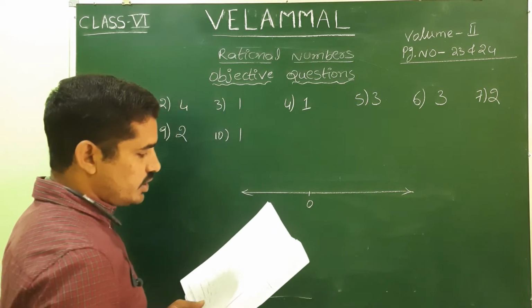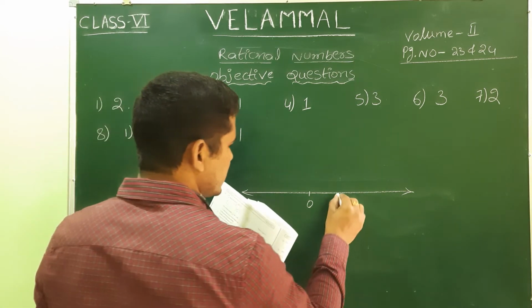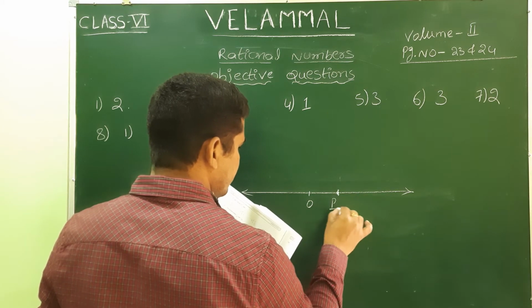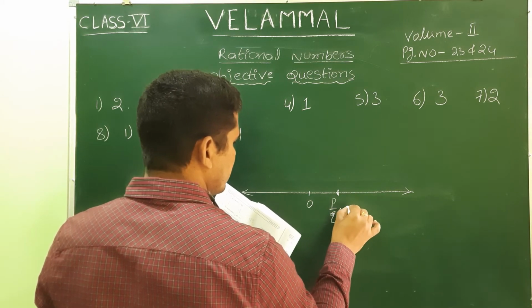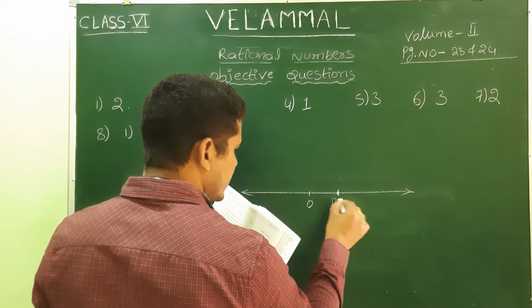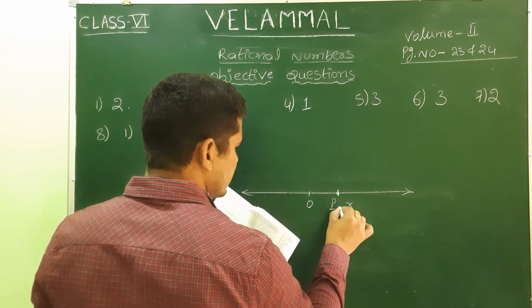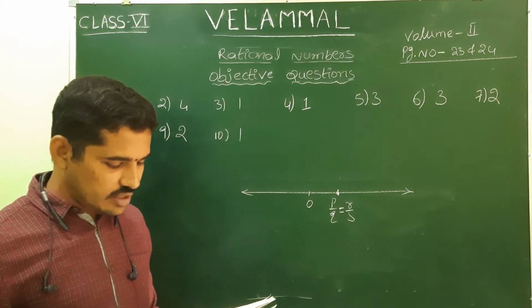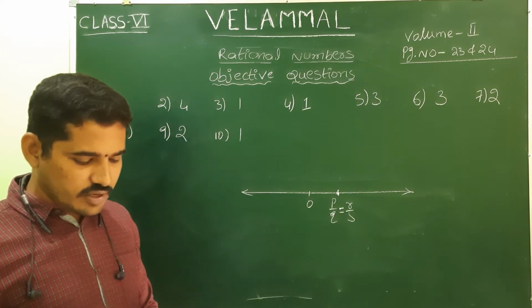p by q and r by s correspond to the same number line, the same point. For example, here only p by q we are writing, or here only r by s. Both are representing the same number. Then these are called the equivalent rational numbers.